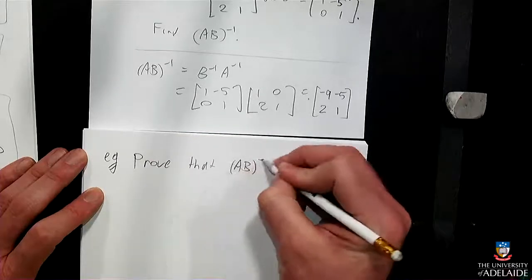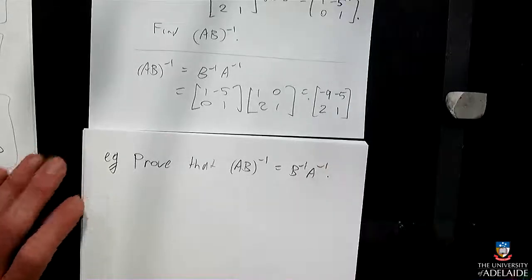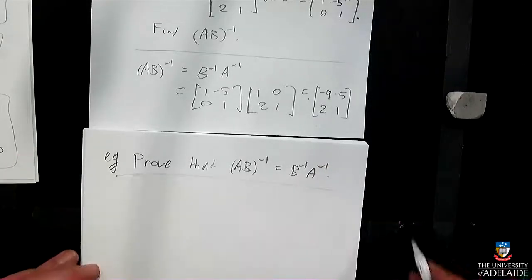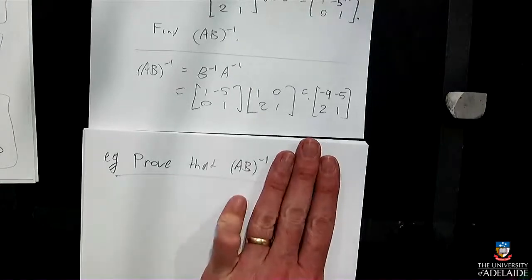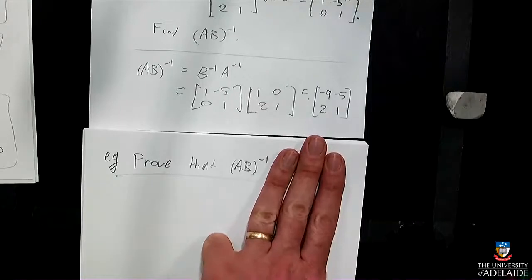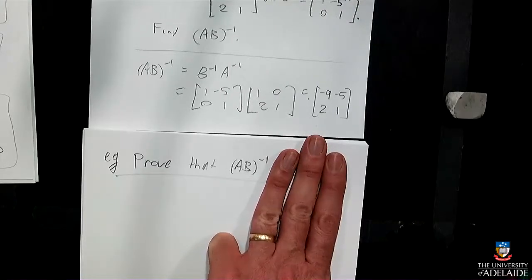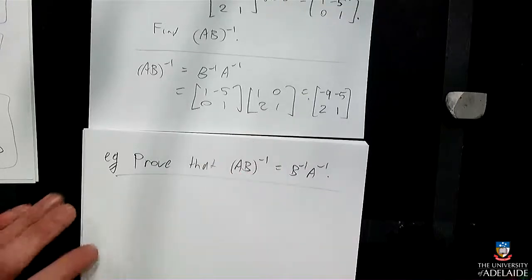Prove that AB inverse is B inverse A inverse. This is an interesting thing. Mathematicians like proofs, and the proofs are a reason why things are true. So if I want to prove that this was true, I would have to use the fact of what inverse means. So this is saying that I need to show that when I want to know what the inverse of AB is, the thing I should use is B inverse A inverse.